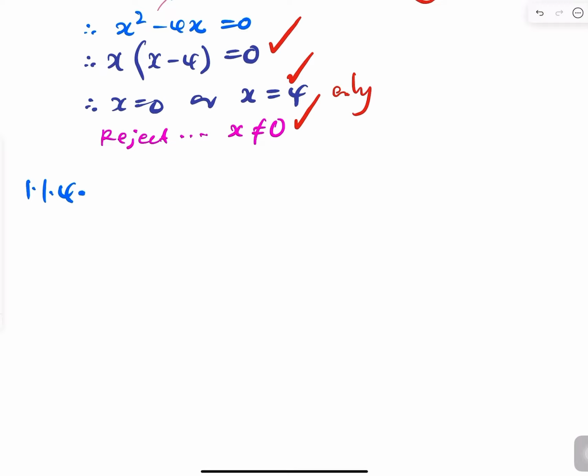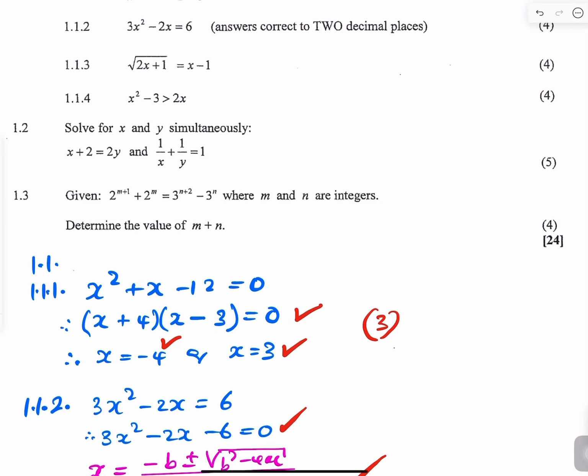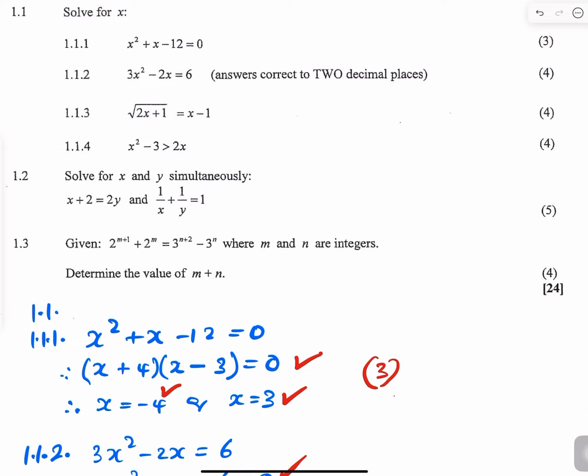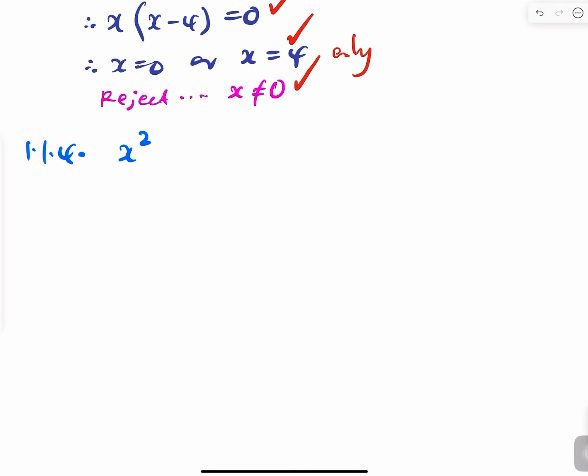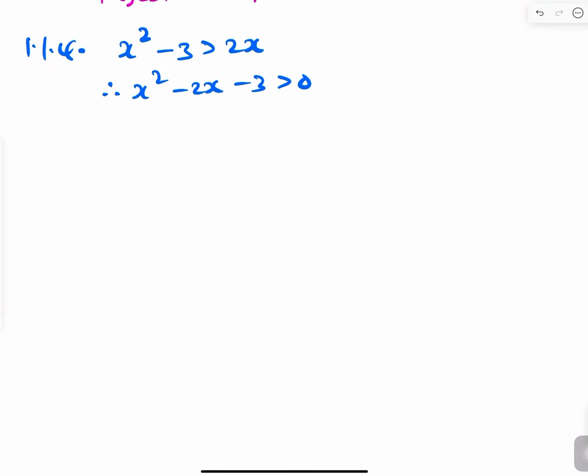1.1.4, you have x squared minus 3 is bigger than 2x. That's an inequality. Okay, you have x squared minus 3 is bigger than 2x. Therefore, this is quadratic again, so I'm going to write it in a standard form, which is going to be x squared minus 2x minus 3 is bigger than 0, exclusive of 0, of course. So now you need to get the factors. As a result, you will get what? The critical values. So that is going to be x minus 3 and x plus 1.